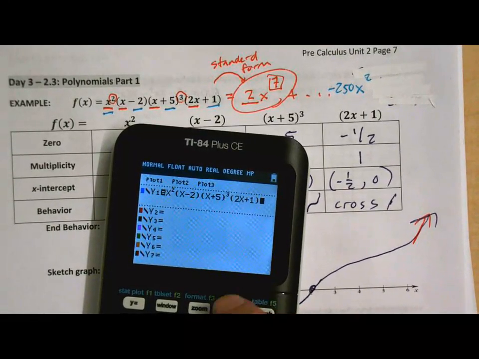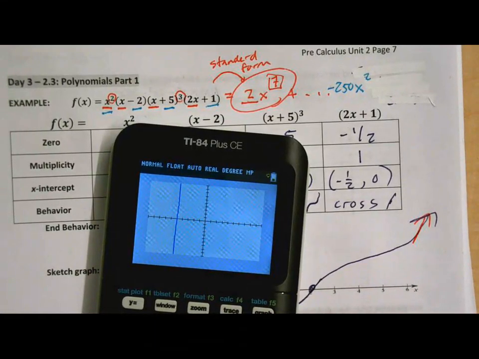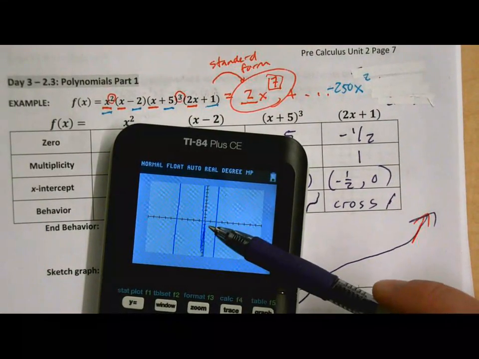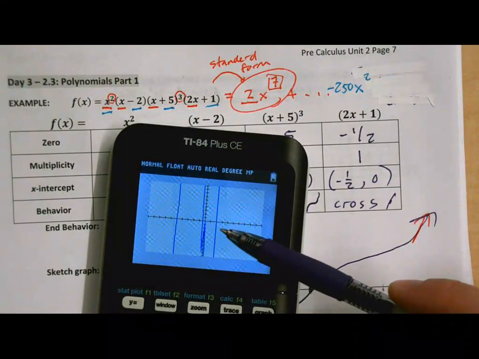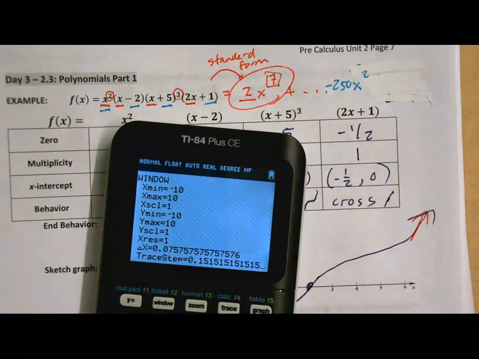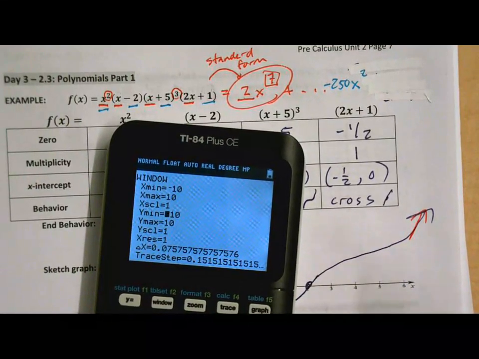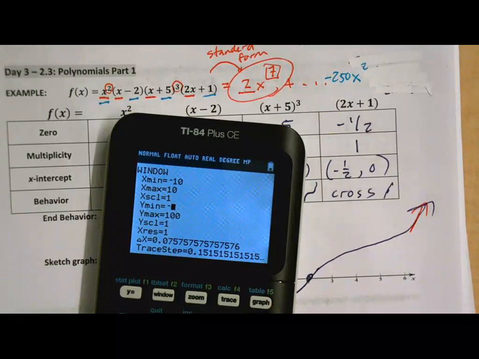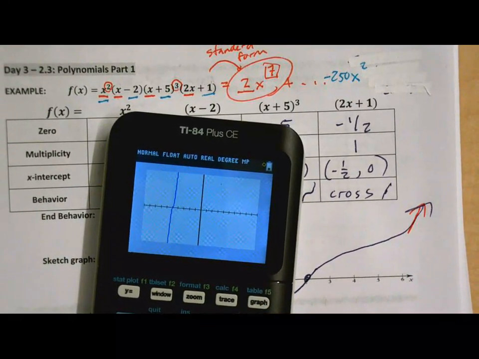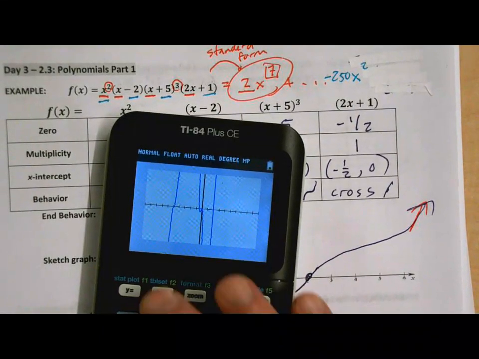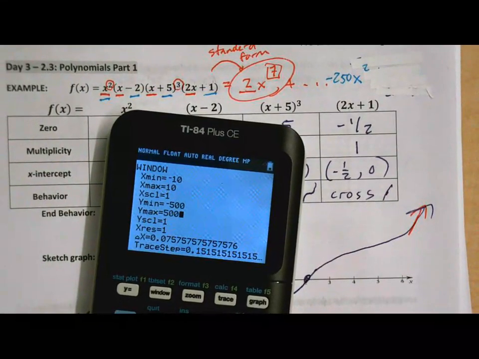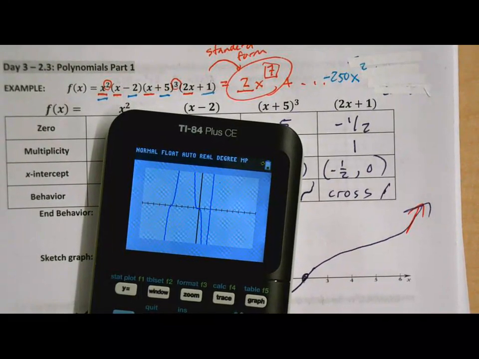I'm going to do zoom 6 to make sure I'm on my standard zoom. So yeah, that looks a lot different, but I can kind of see it crossing here. You can sort of see it bouncing right here. And crossing here. If I wanted to adjust my window, and this isn't important, but if I made my Y max go up to 100 and down to -100, that might show me a little bit more. I still can't even see. How about -500 and +500? Still can't. Anyways, it's starting to look a little bit more like a polynomial.